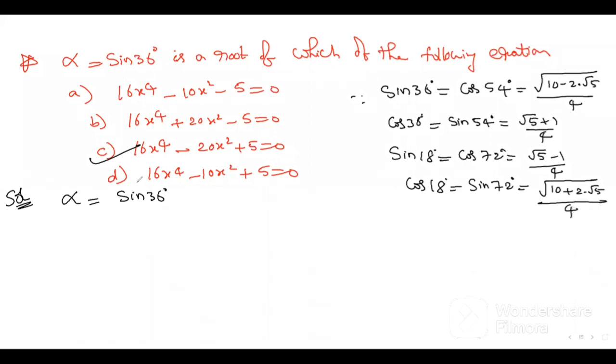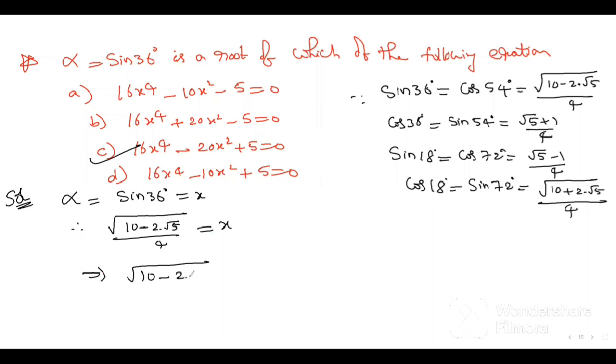Now, here what is the statement given? Alpha value is given. So alpha is one of the roots of the equation. Given equations are given. Let us take here x. Sine 36 value, we have root under 10 minus 2 root 5 by 4 is equal to x. Let us do cross multiplication. What we get here? Root under 10 minus 2 root 5 is equal to 4x.